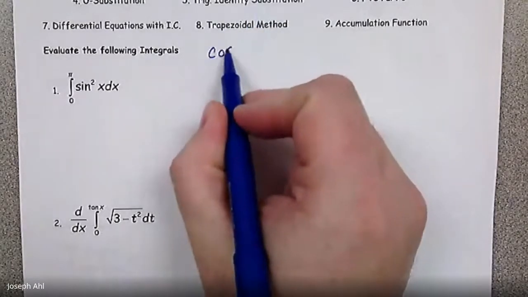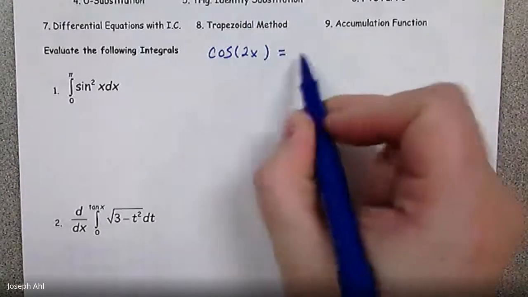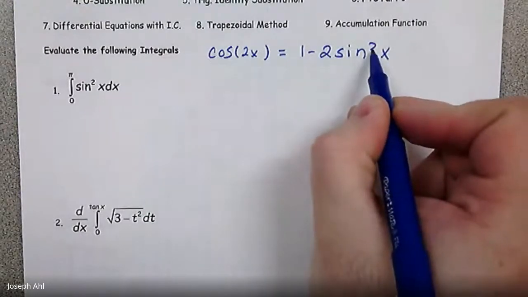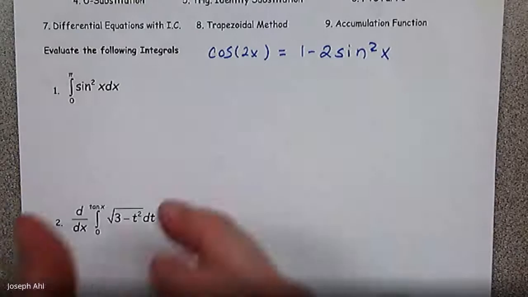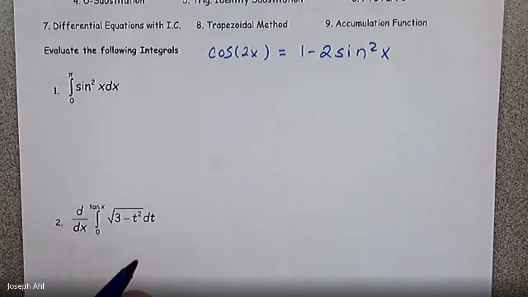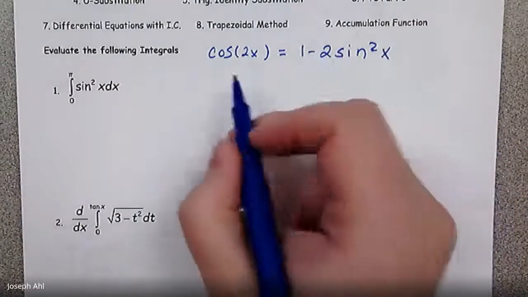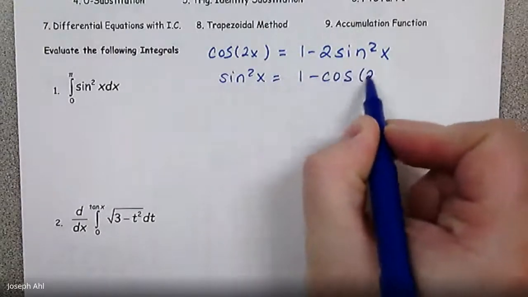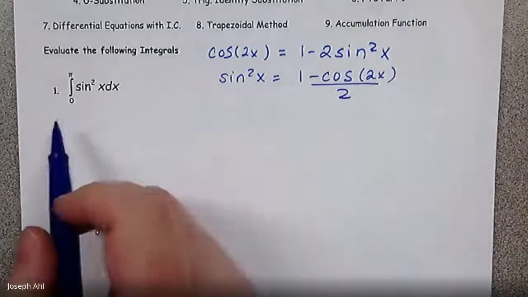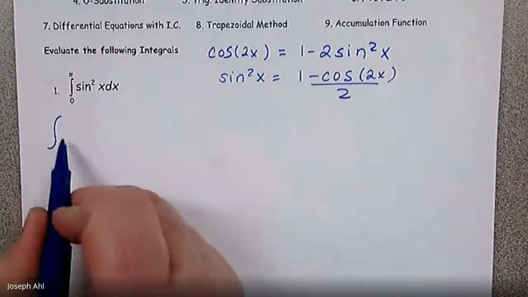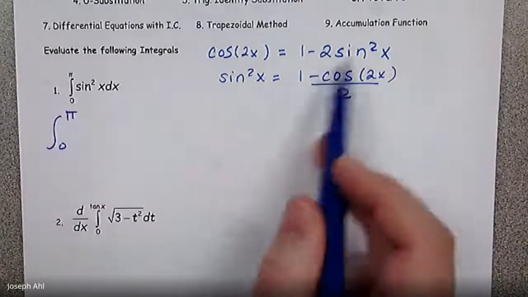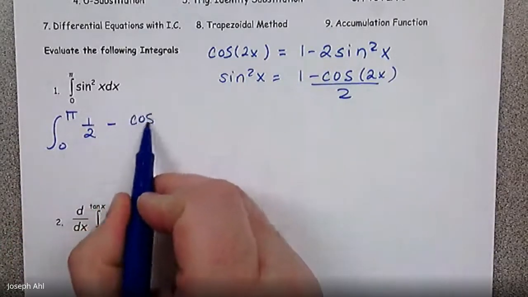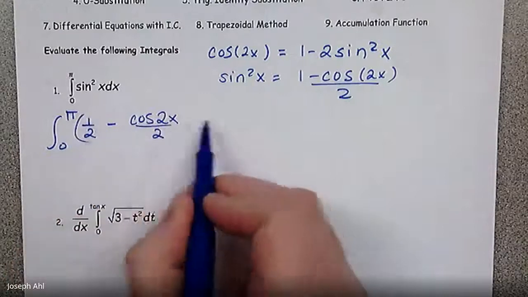So if you remember that cos of 2x is equal to 1 minus 2 sine squared, if you rearrange this for sine squared, you'll be left with an expression that you can integrate. So rearranging this, you would get that sine squared equals 1 minus cos 2x over 2. So when I come over to the integral over here, I'm going to integrate from 0 to pi this expression, and I'm actually going to separate it to get 1/2 minus cos 2x over 2 dx.